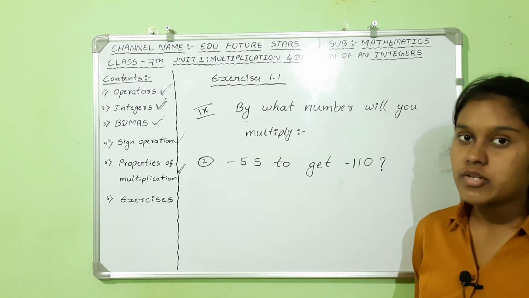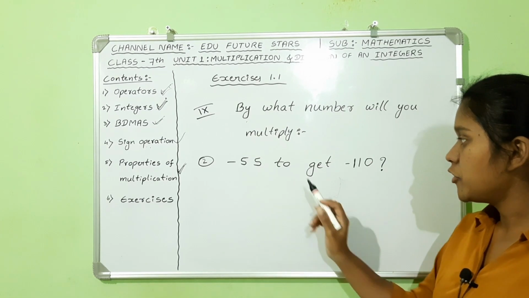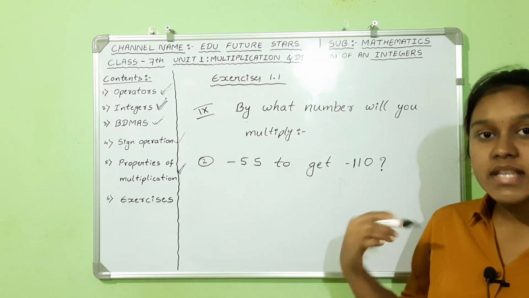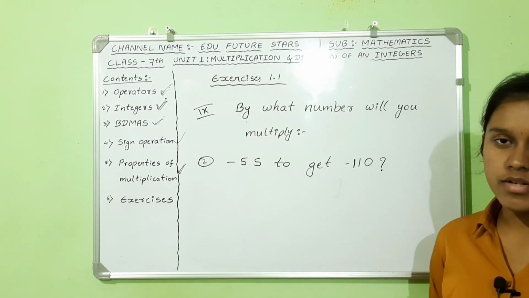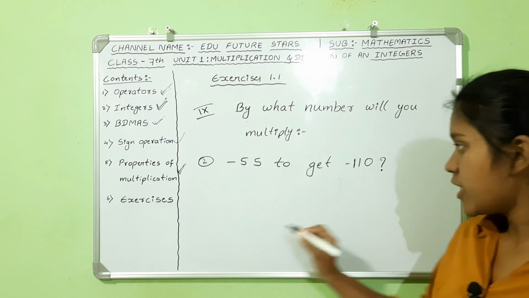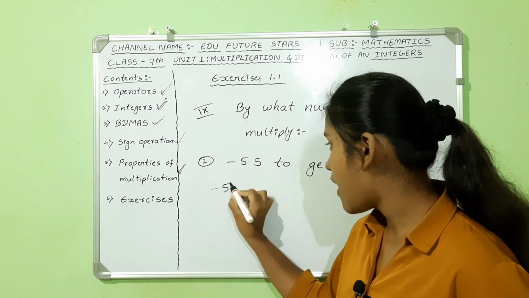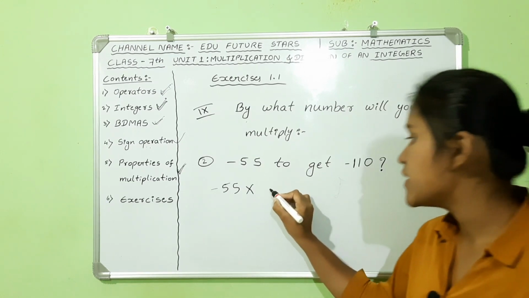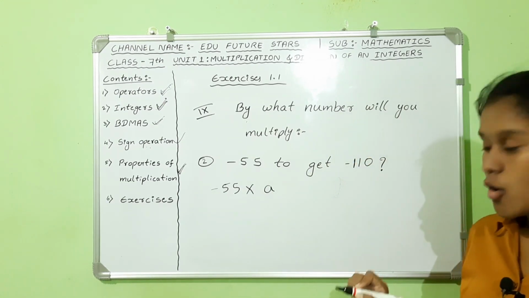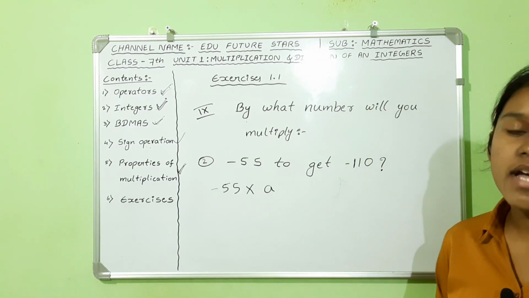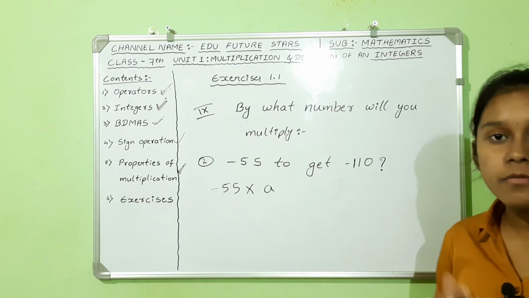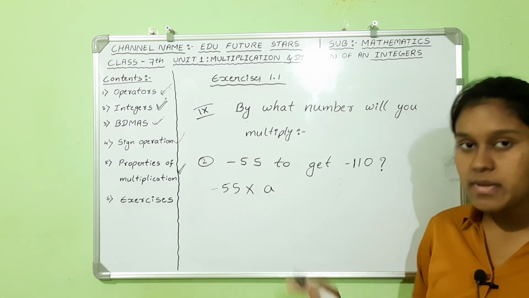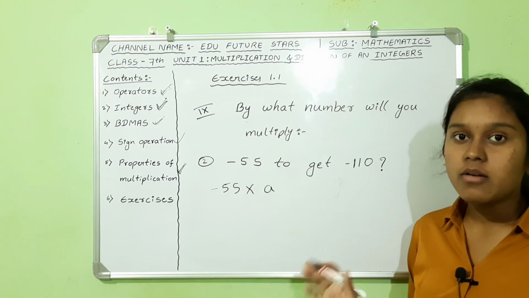Now see the second question. Minus 55 to get minus 100. Same method as we solved the first question, we have to use the same method. Minus 55 should multiply with some number. I'll take that number as a variable. Variable in the sense that it doesn't have any value till now. We have to find the value of that. Because we don't know the value, that's why we are keeping some imaginary variable.